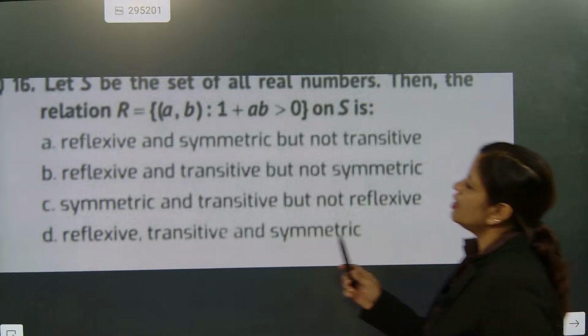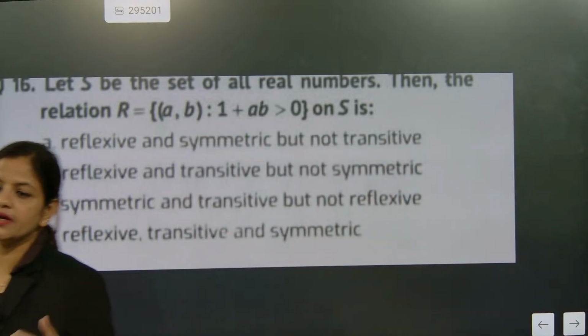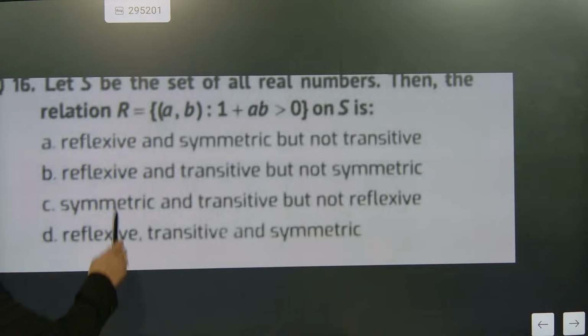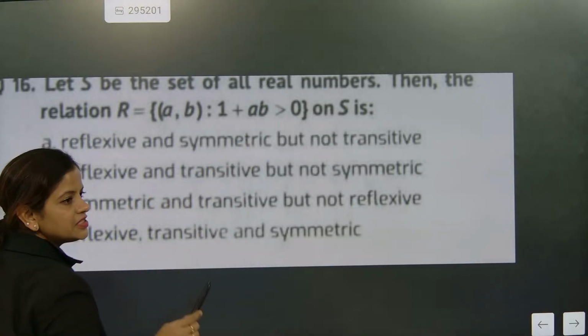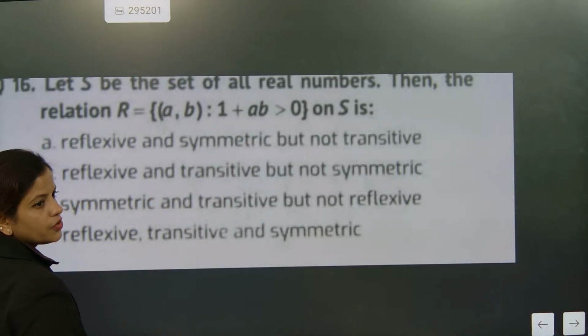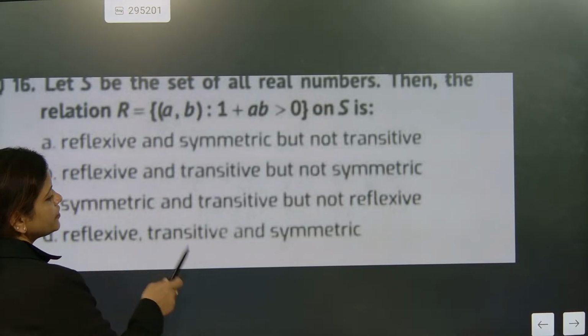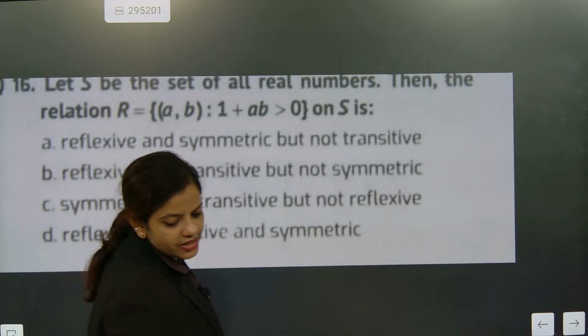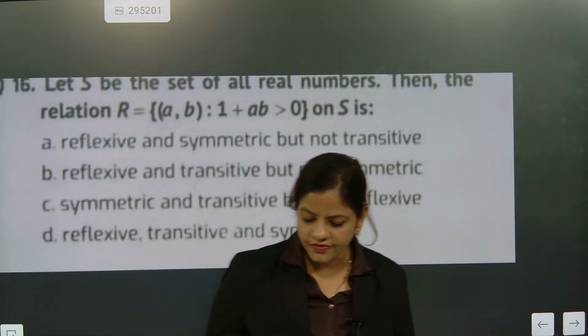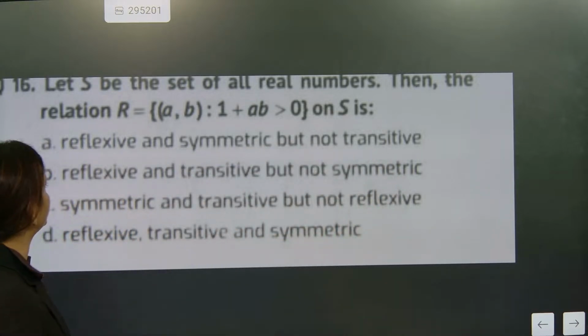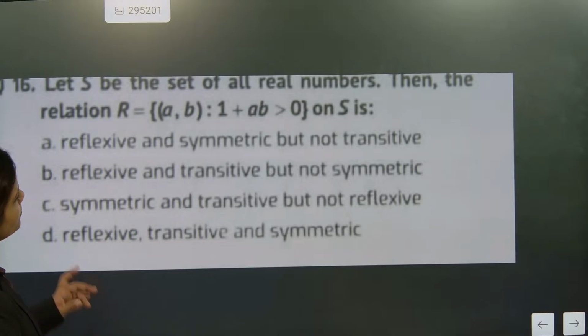So now look here. 1 plus AB greater than 0. So reflexive: any number repeating itself means 100% it is greater than 0. Negative times negative also will give you positive. So 100% it is an equivalence relation. It is reflexive, transitive and symmetric. All three are there. Understood? But here one problem is there.